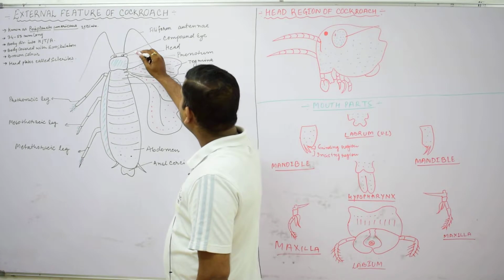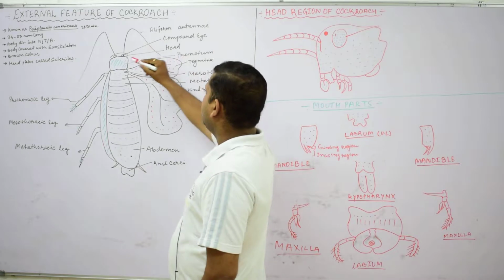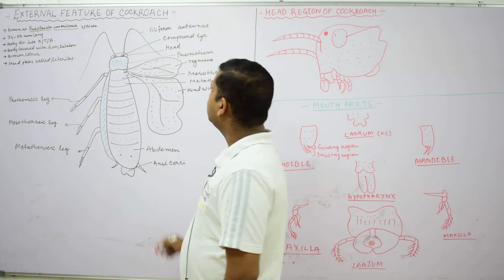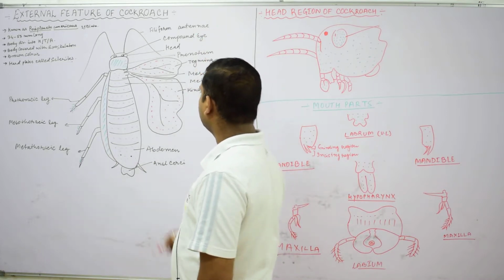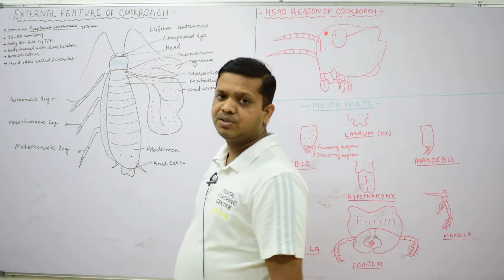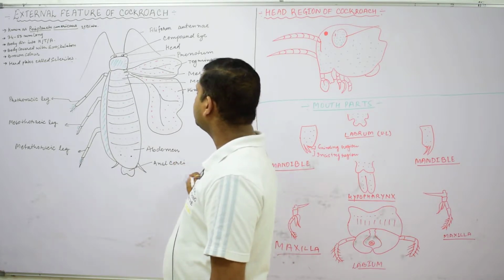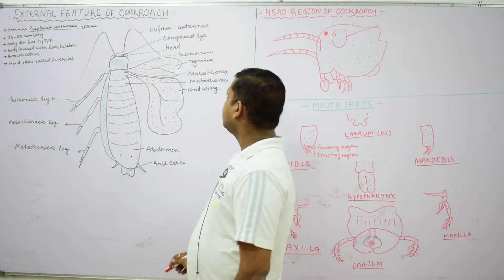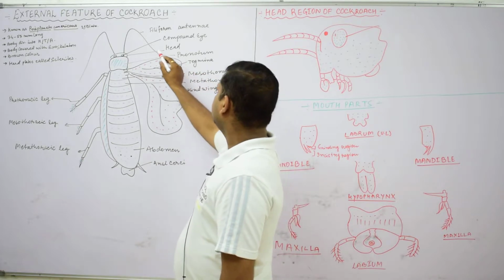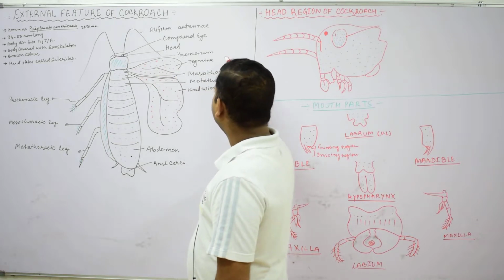Here we will see they have one pair of antennae, called filiform antennae. The antennae are very sensitive, and they can analyze their prey with the help of antennae even in the dark. They also have a pair of compound eyes which help them see in dark regions too, and that is why cockroaches are nocturnal. They come out at night.